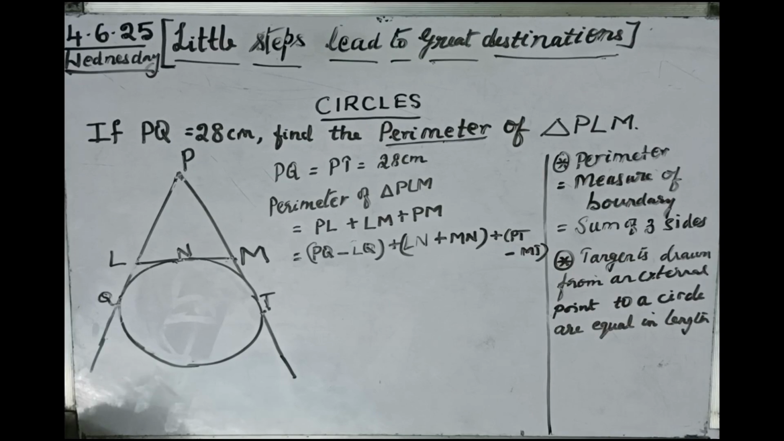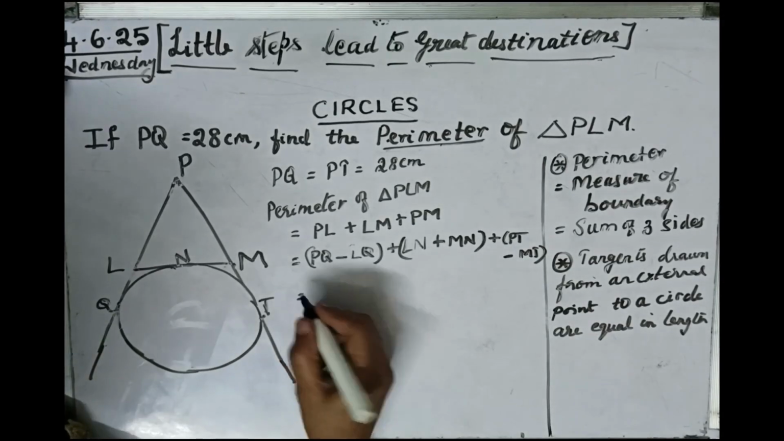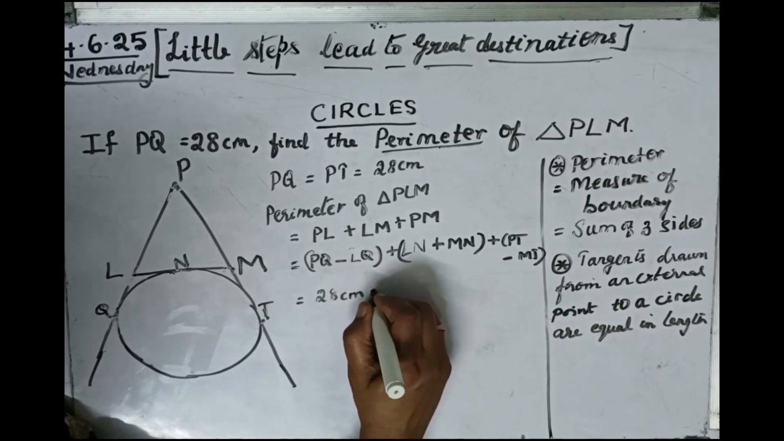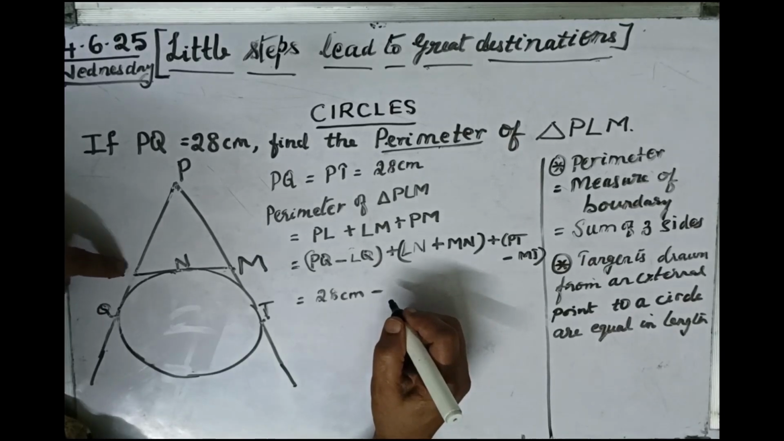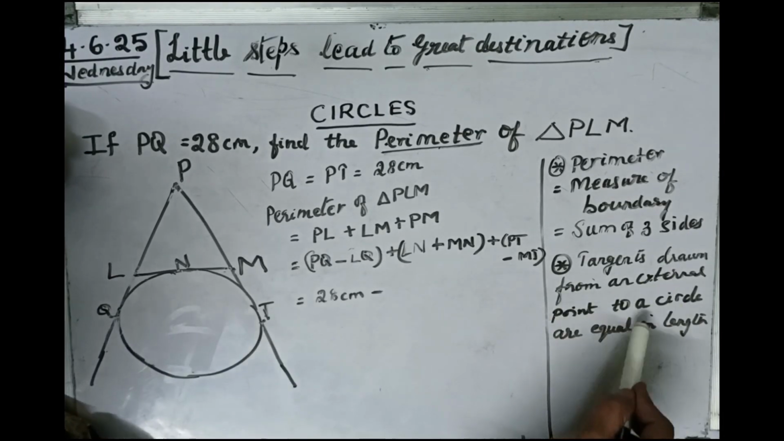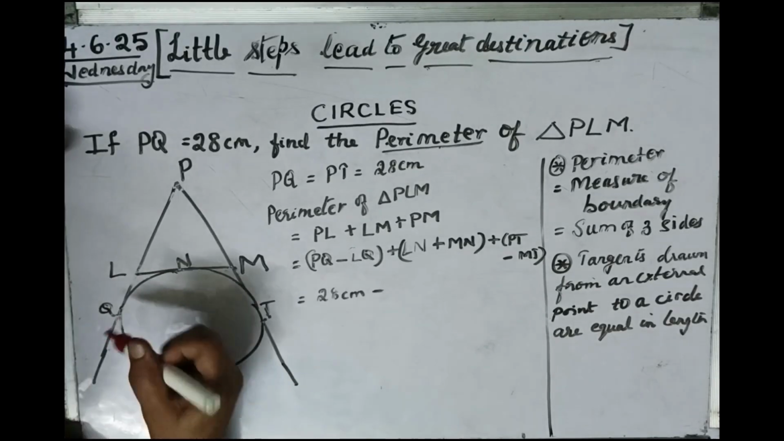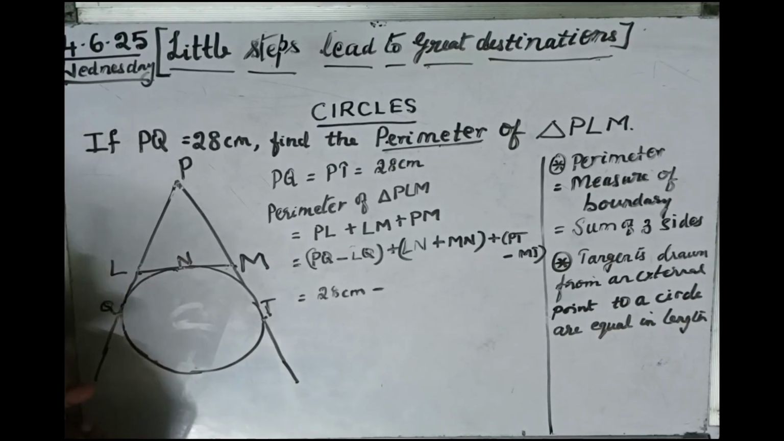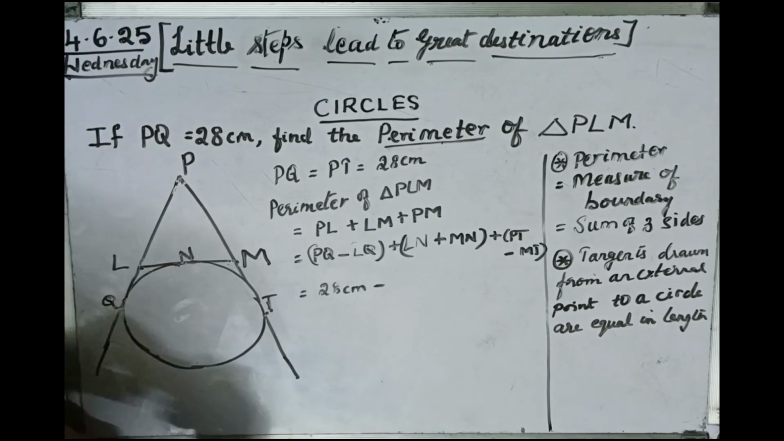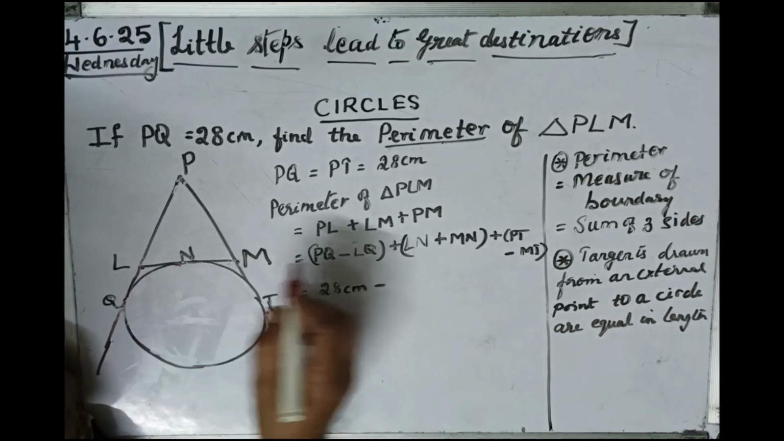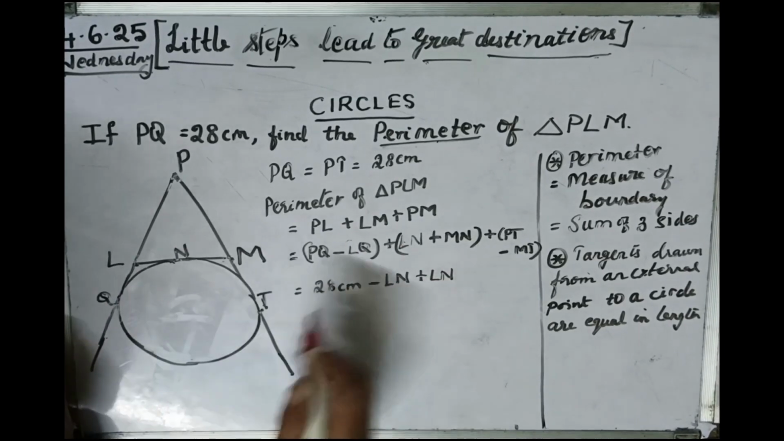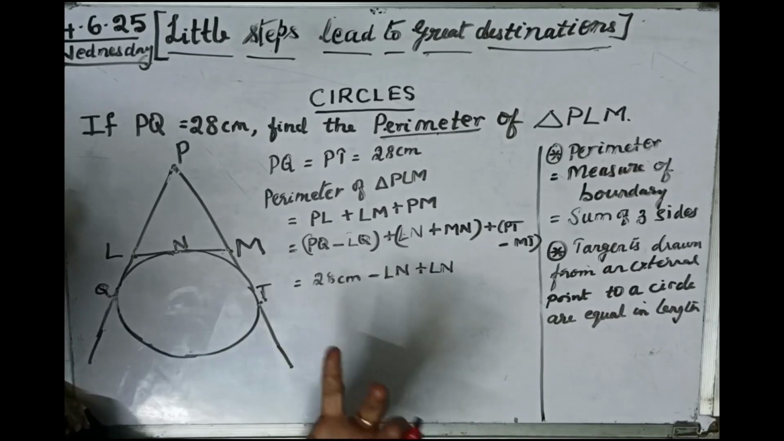So we are going to apply the values of PQ here, which is nothing but 28 centimeter as it is given in the problem. 28 centimeter minus, we don't know LQ, but we can use the tangents theorem here. That is, the lengths of the tangents drawn from an external point to a circle are equal. Now this external point is nothing but L. You can see L is also an external point with reference to the two tangents LN and LQ. So they are equal in length. So we can replace LQ by LN. So I am writing LN in place of LQ. Keep this LN as it is. We are not going to change it because they both get cancelled, which makes our solution easy.